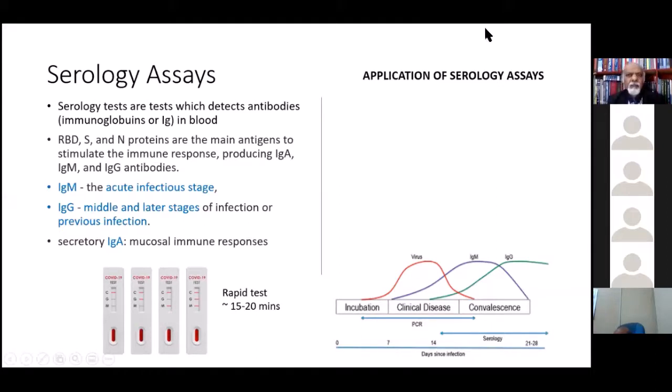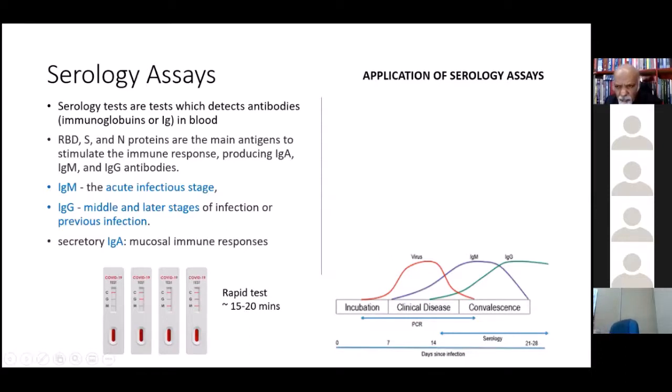So in SARS-CoV-2 infection, the RBD, S, and the N proteins are the main antigens which stimulate the immune response and produce the IgA, IgM, and IgG antibodies. So these are the proteins that serology tests usually target.